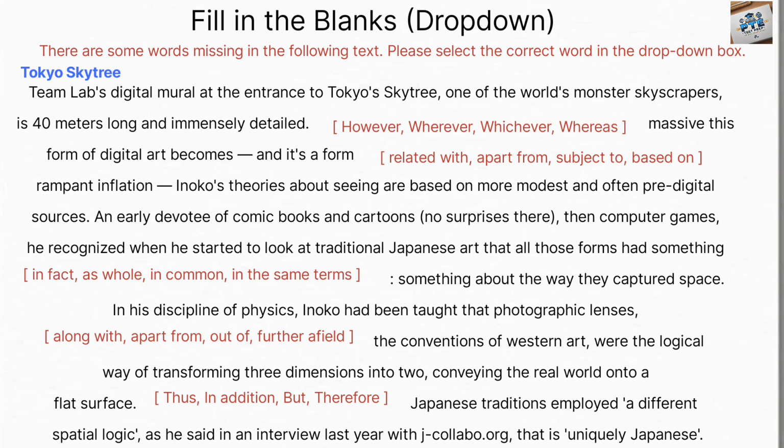So now I will tell you that here the answer should be but. But is a contrast connector. The sentence says but Japanese traditions employed a different spatial logic, and this shows an opposite idea to the previous line about Western art. Western art followed one logic, but Japanese art followed a different one. So what is the grammar tip here? Use but to show opposite or contrasting ideas in two parts of a sentence. Example, I like coffee, but she prefers tea. So the final answer should be here, but.